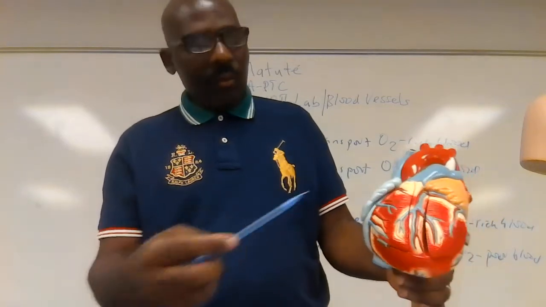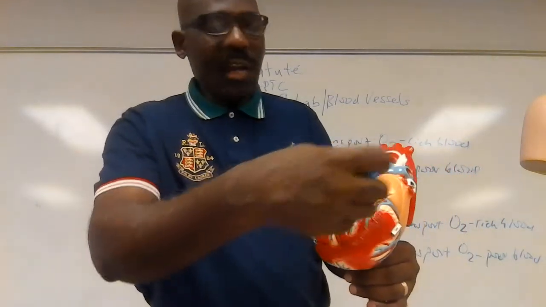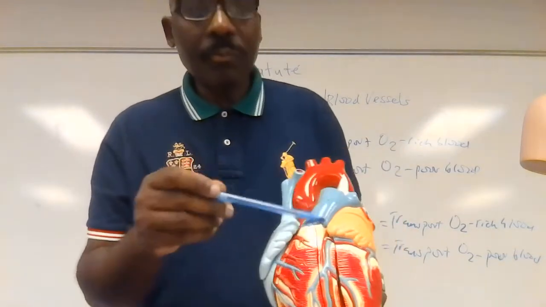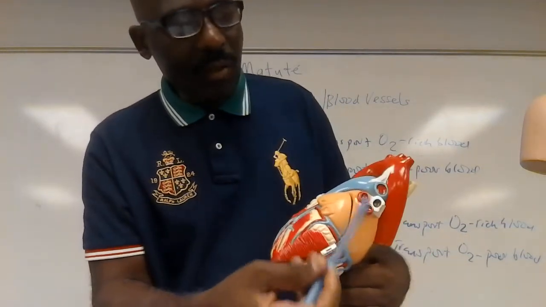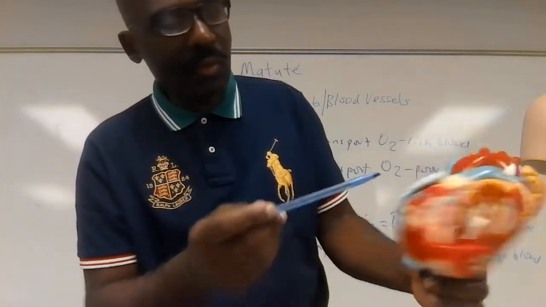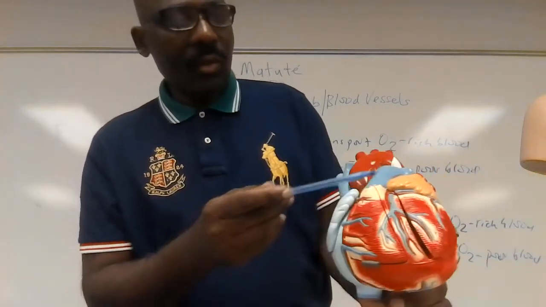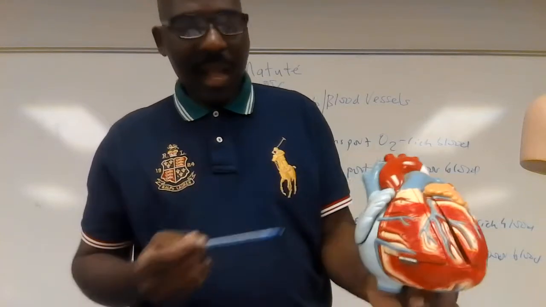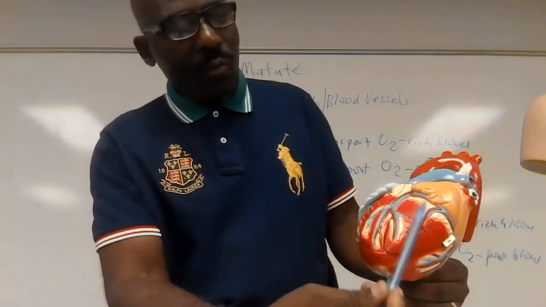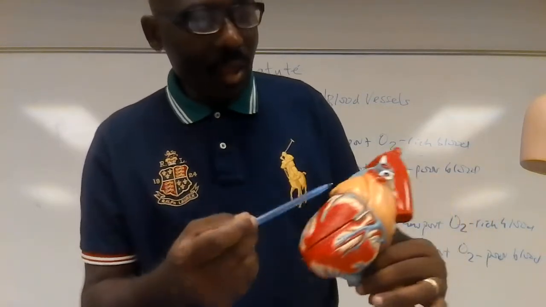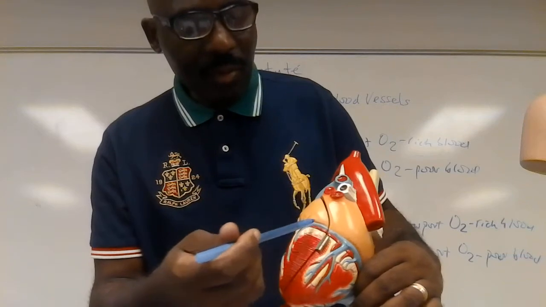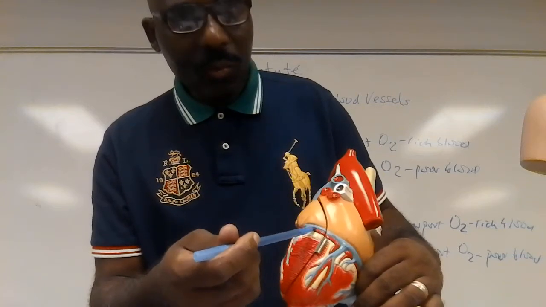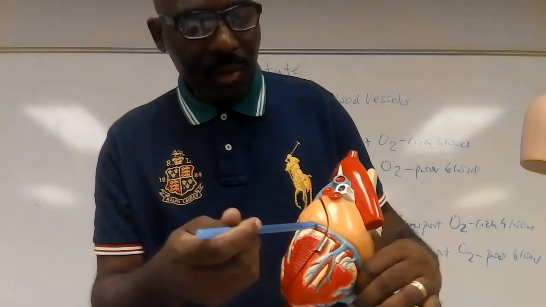Then next we have the pulmonaries. This is the pulmonary trunk or pulmonary arteries, and over here we have the pulmonary veins. Then on the surface of the heart itself, here we have the cardiac vein, and this is the coronary artery. Coronary artery, red; cardiac vein, blue.